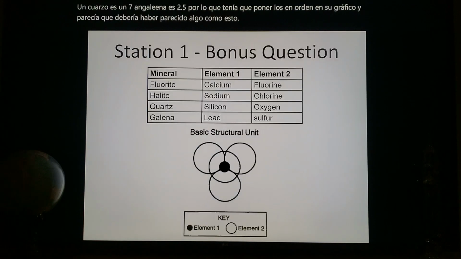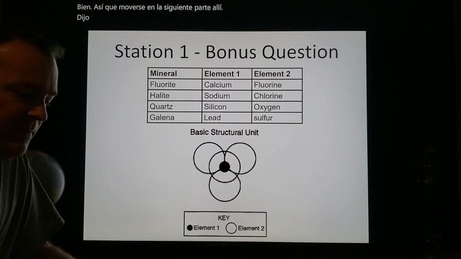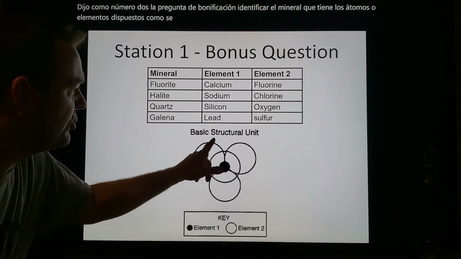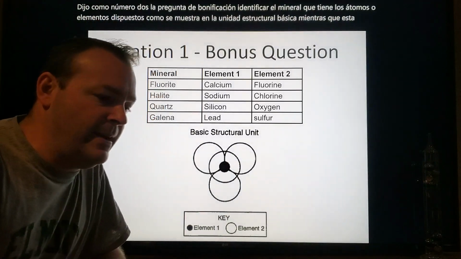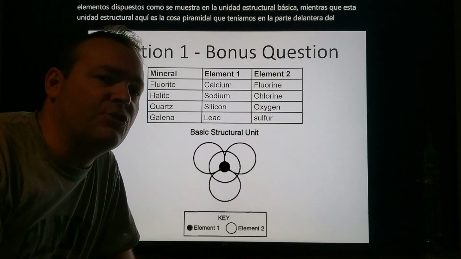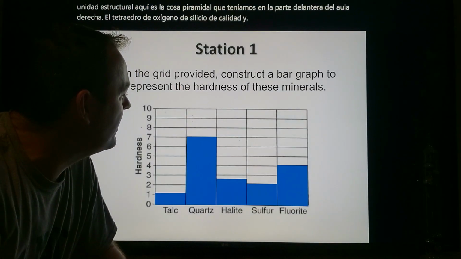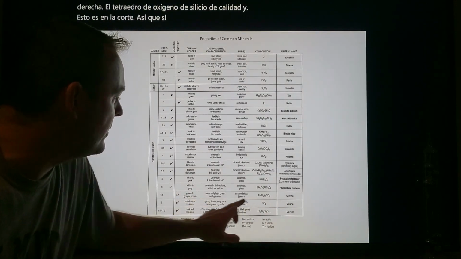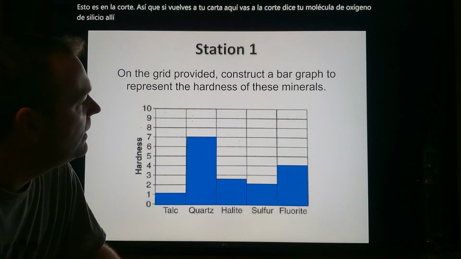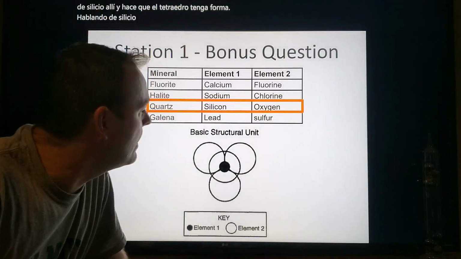All right, so moving on, the next part, number 2, the bonus question: identify the mineral that has the atoms or elements arranged as shown in the basic structural unit. Well, this structural unit here is that pyramid thing we had in the front of the classroom, right? They call it a silicon-oxygen tetrahedron. And that, of course, is in quartz. If you go back to your chart here, you go to quartz, there's your silicon-oxygen molecule, and it makes that tetrahedron shape. And that's what that's talking about. Quartz, silicon, oxygen, tetrahedron. Okay?